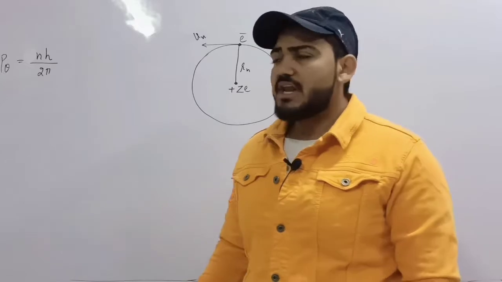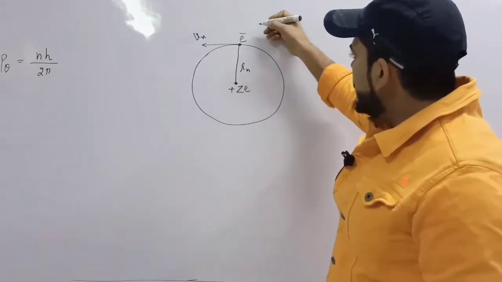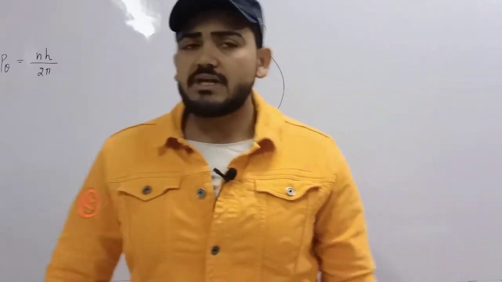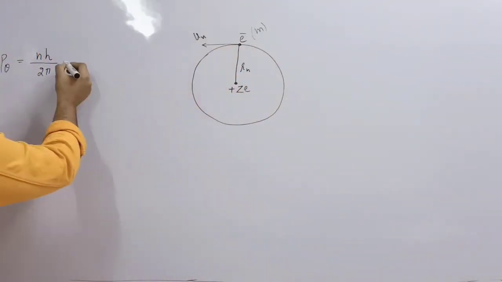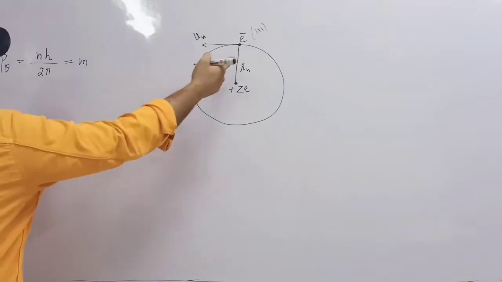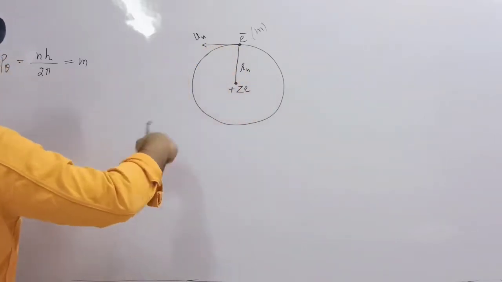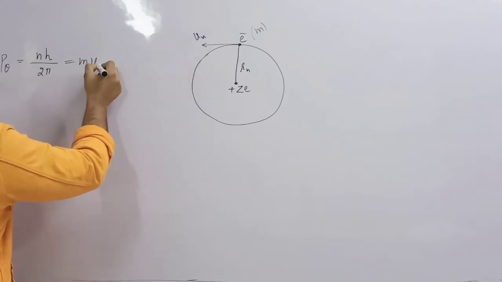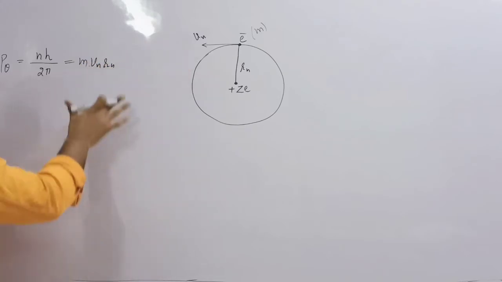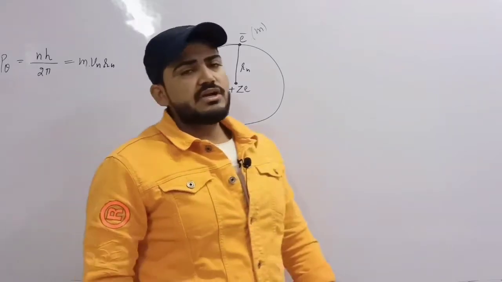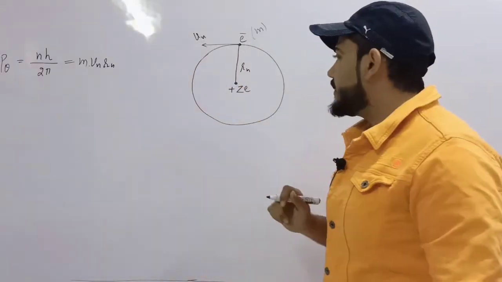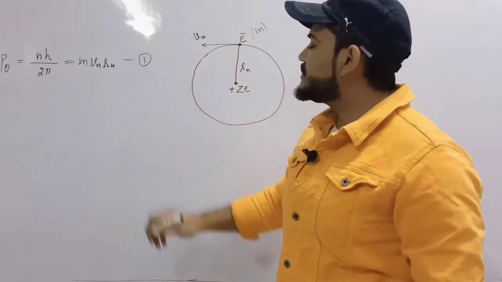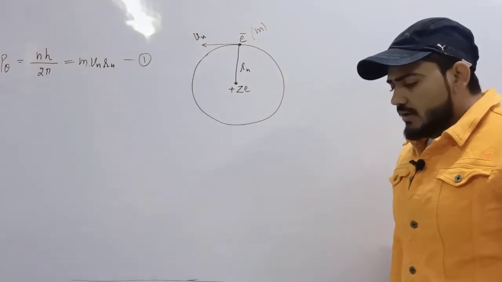Here m is the mass of the electron, so p theta is given by the product of m, the velocity vn, and the radius of the orbit in which the electron is revolving, rn. This is the condition for an electron to revolve in a circular orbit, and this is the first equation, the first condition we have.